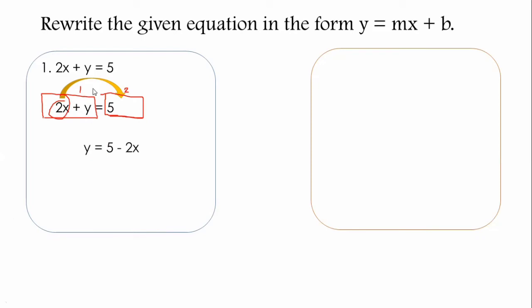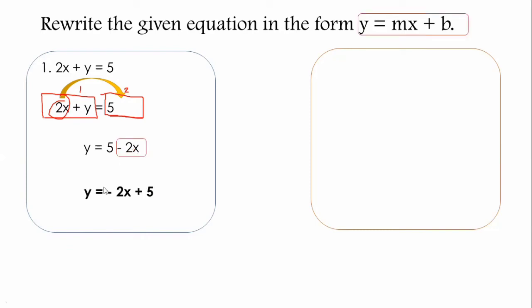So y, diba? Transpose natin. So y is equal to 5 minus 2x. And since dapat x muna yung nandito bago yung y-intercept, so ibig sabihin, itong 5 minus 2x, pwede natin silang pag-switch ng position. So magiging ganito yung itsura niya.